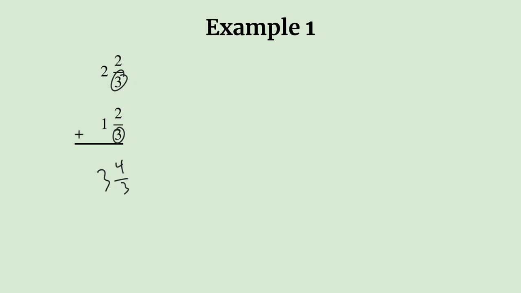So we want to change that to a mixed number. 4/3 would be 1 and 1/3. So this would be equal to 3 plus 1 and 1/3, which equals 4 and 1/3.